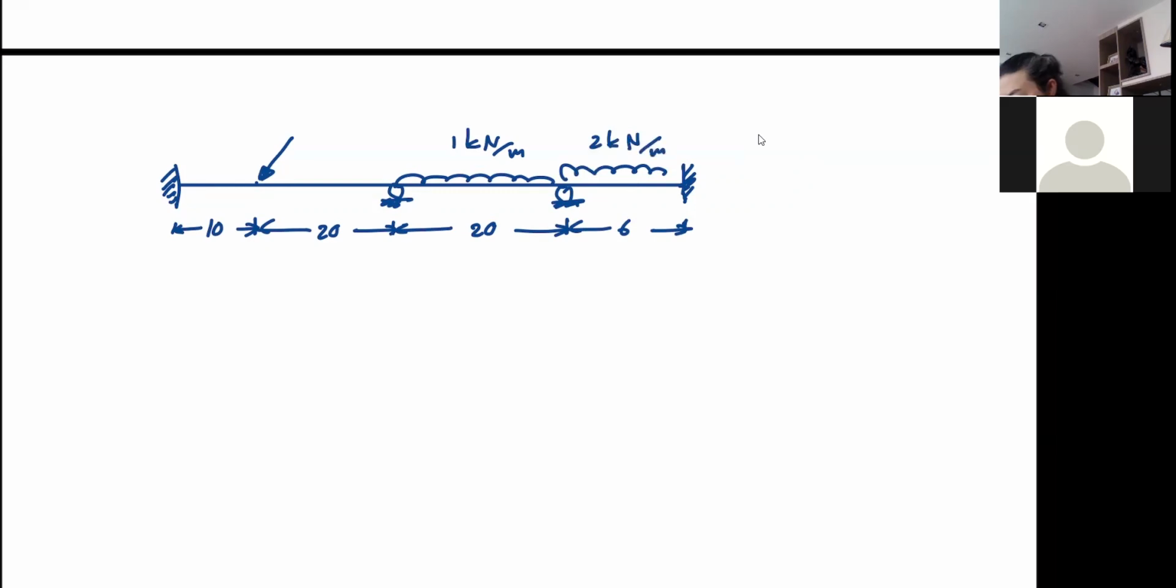The slope of the load is my favorite angle, the 3, 4, 5 triangle. That's 3, 4, and the load here is 50 kilonewton. Now let's give it some names: A, B, C, and D. Support C settles 30 millimeters.